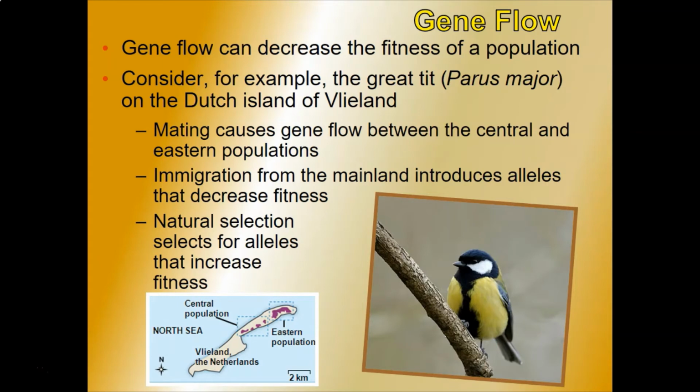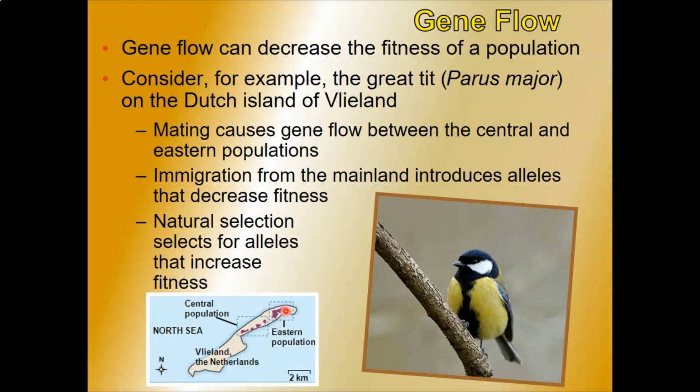Okay, so here we go to Amsterdam again. This is in Holland. I don't even know how you pronounce this. The Dutch island of Vlieland, I guess. But you have this bird there, the great tit. Okay, and mating causes gene flow between the central and eastern populations. All right, so if you look here, there's two populations on this island. Now, immigration from the mainland, so coming in here from the Netherlands, introduces alleles that decrease fitness, which might make sense.